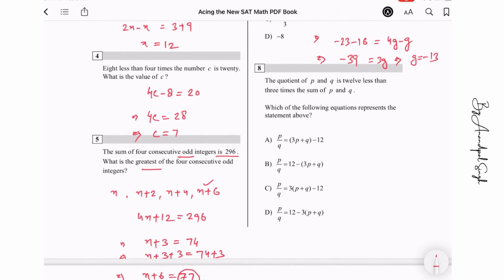Now the last question: the quotient of P and Q is 12 less than 3 times the sum of P and Q. So 3 times the sum of P and Q minus 12, and we get C as the answer.